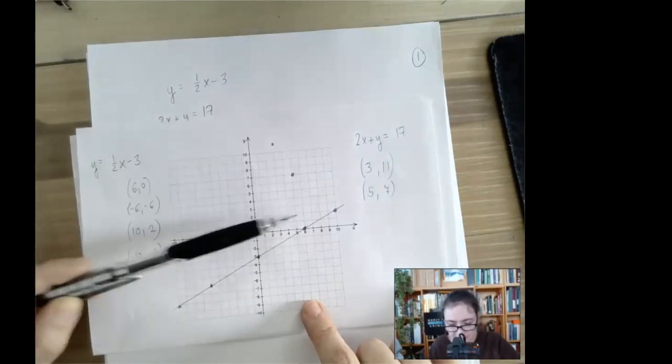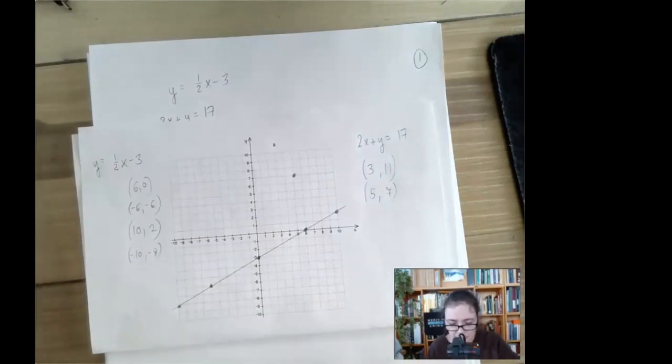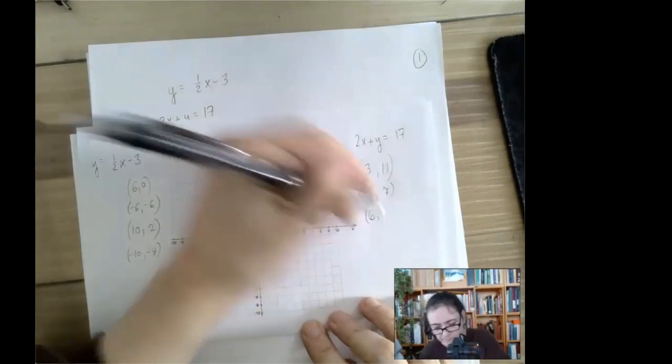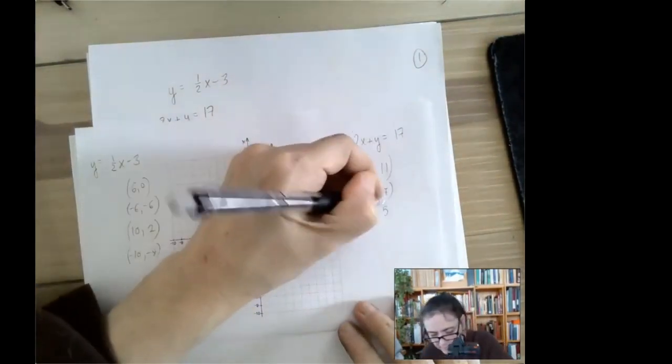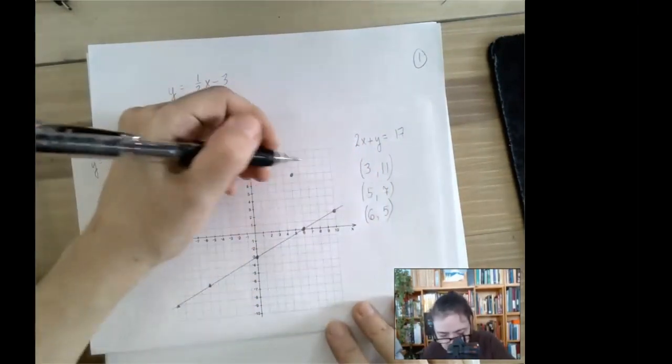What about x is 6? X is 6. What is y? 2 times 6 is 12. We need 5 to add to that. So 6, 5.